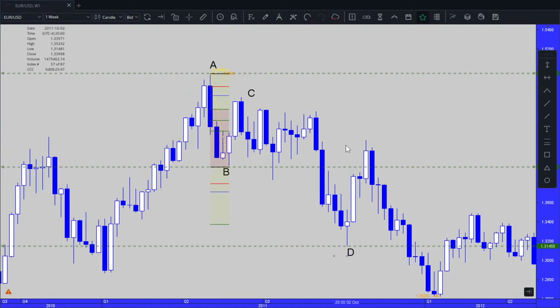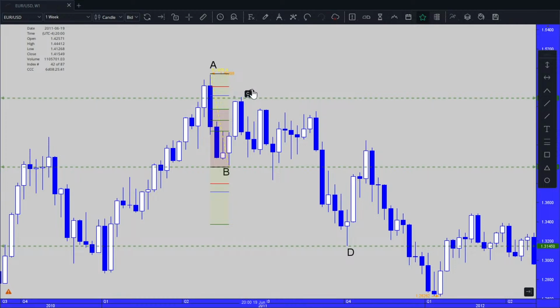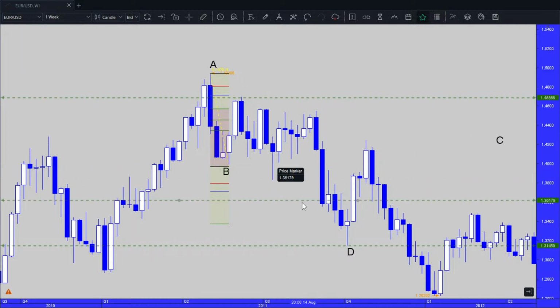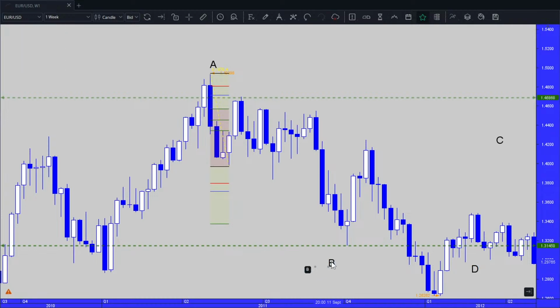So let's readjust the Fibonacci in a downtrend. Euro dollar with the chart. A goes to C. We're going to move the C somewhere. And B goes down to D. The D must be a low. We're going to move our D2.